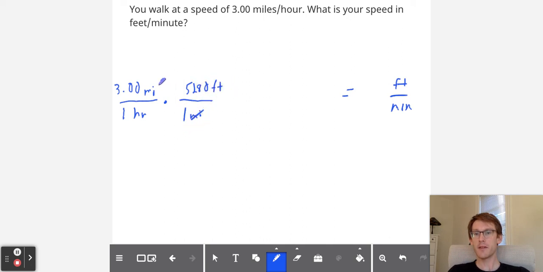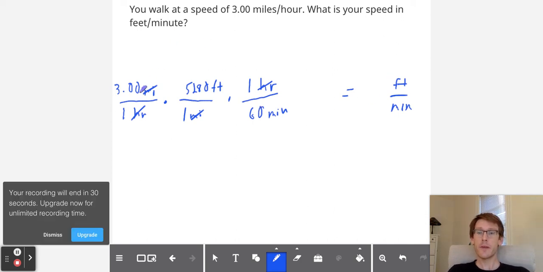and the miles cancel, and I'm left with feet over hours, but I need feet over minutes. So what I'll do is I'll say that there are 60 minutes for every 1 hour. I put the hours on top, I put the minutes on the bottom, and note the hours cancel, the minutes stay. The last unit standing on the left side are feet over minutes, and on the right side, feet over minutes. That's what we're looking for. So from here, I can say 3.00 times 5,280 times 1 divided by 1 times 1 times 60, and that comes out to 264 feet per minute.